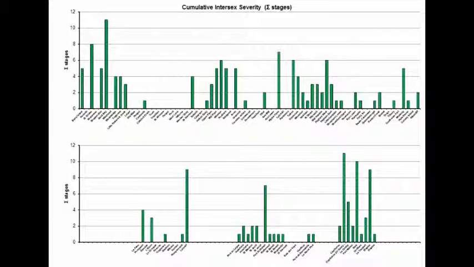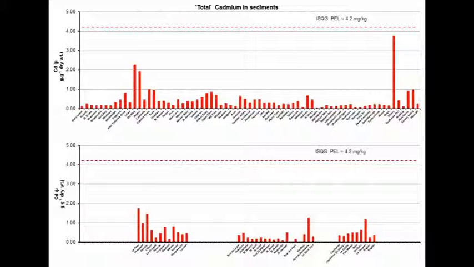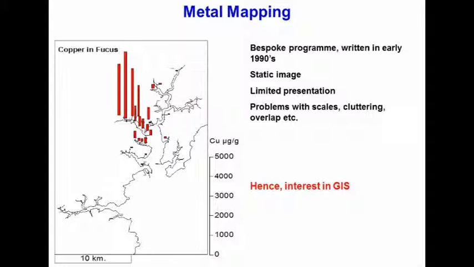We could also look at that in different ways, look at cumulative severity on that scale of impact. We could look at sex ratios and find significantly skewed, either masculinized or feminized populations above what we would expect normally. We can also look at accumulated contaminants in the sediments at those sites as well, and whether they are compliant with sediment quality guidelines. This is one for cadmium, where in most instances levels are below the guideline levels. And we can do that with the clams as well, looking at contaminant levels in the clams.